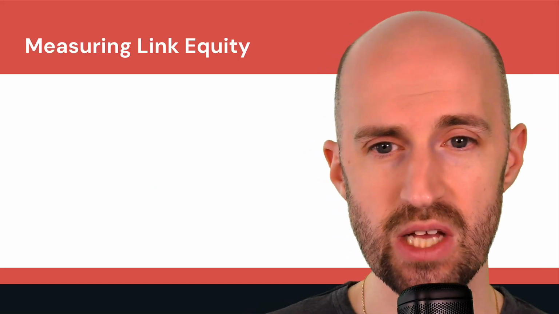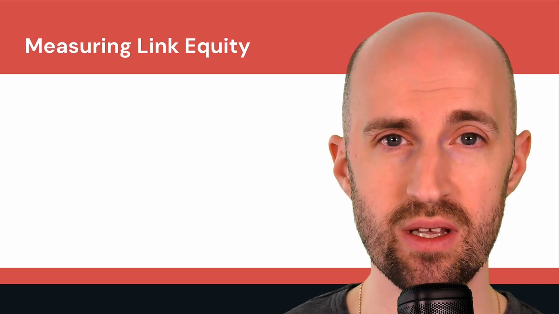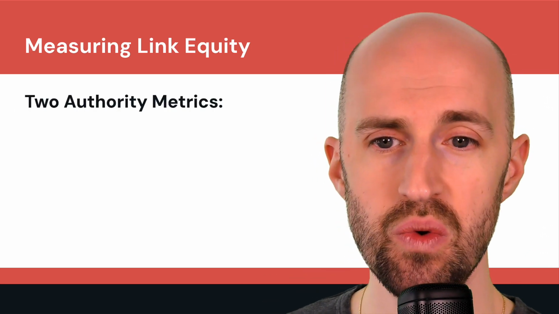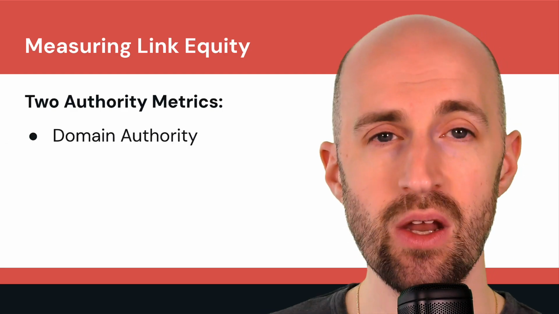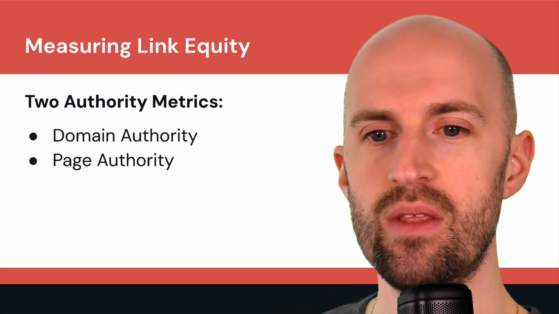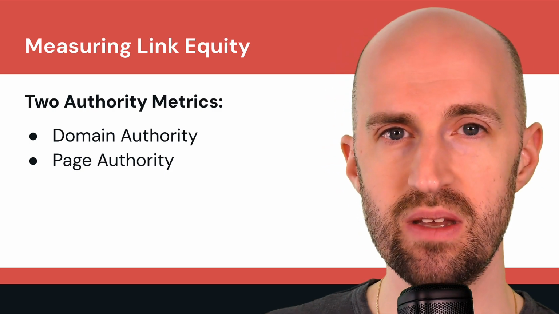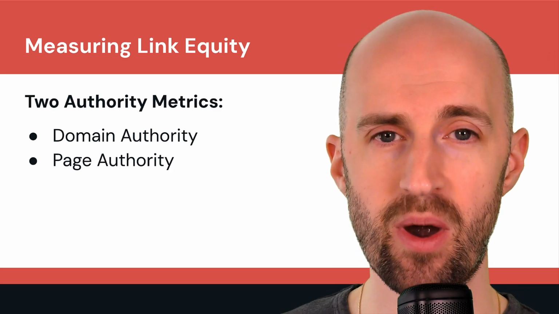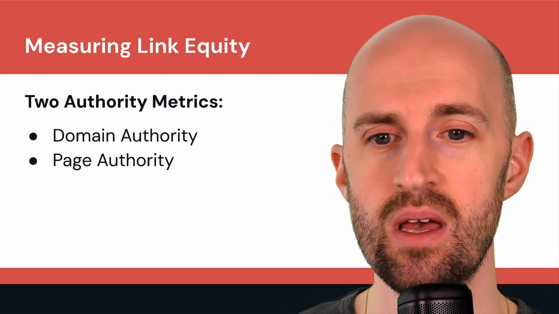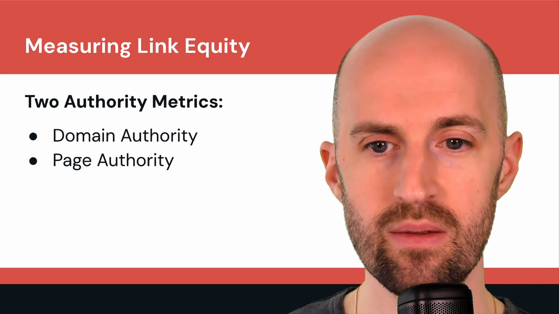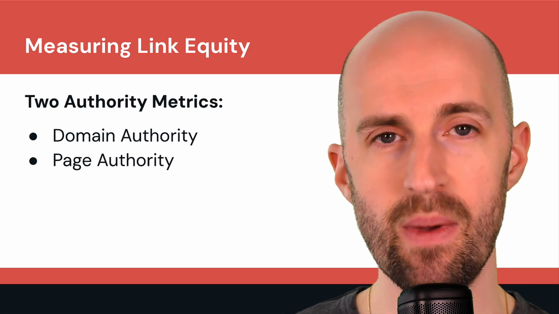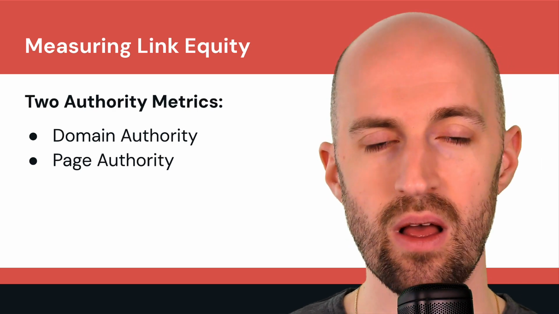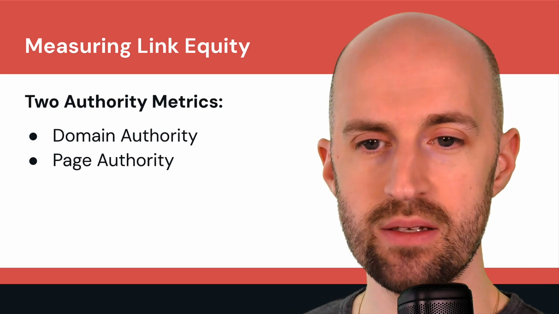So next is to measure link equity. How do we actually know what's a high authority page or not? So there's two authority metrics. There's domain authority and there is page authority. And both of these have been developed by Moz, an SEO company. They developed their proprietary measuring system to measure the authority of pages and domains based on many different factors, and links and trust scores and all of that.